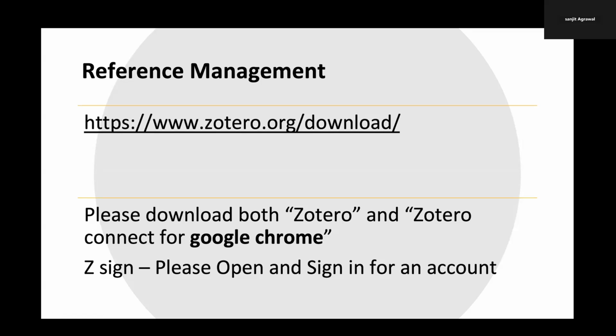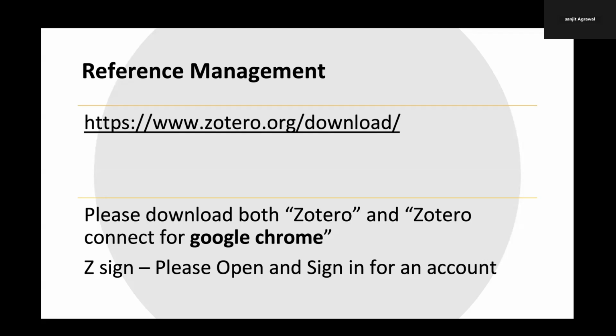Go to zotero.org and use Google Chrome here. Even if you are using a Mac, Safari is not well linked with Zotero, so use Google Chrome. If you don't have Google Chrome, first download and install it, and then download two software from zotero.org. One is Zotero and one is Zotero Connect. Zotero is the software, and Zotero Connect connects your Google Chrome, the website, to Zotero. Once you do this, a Z sign will appear in your software box.